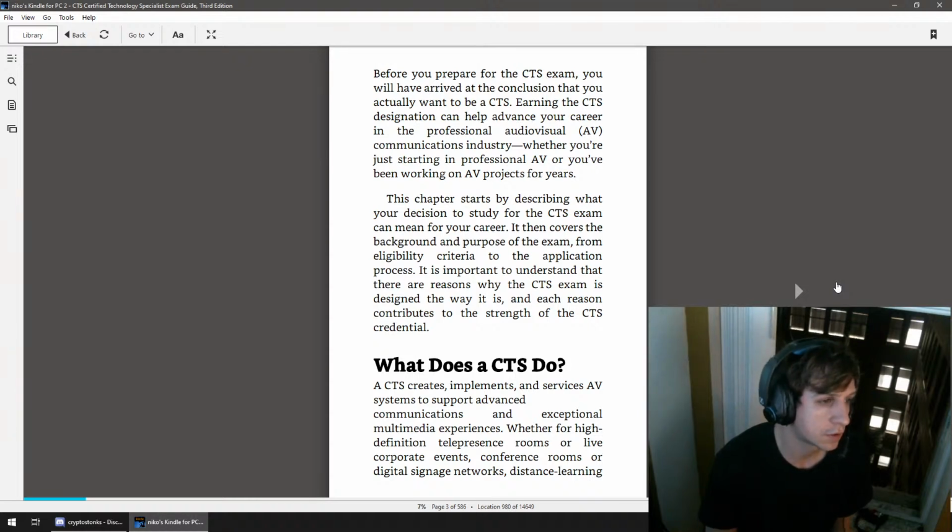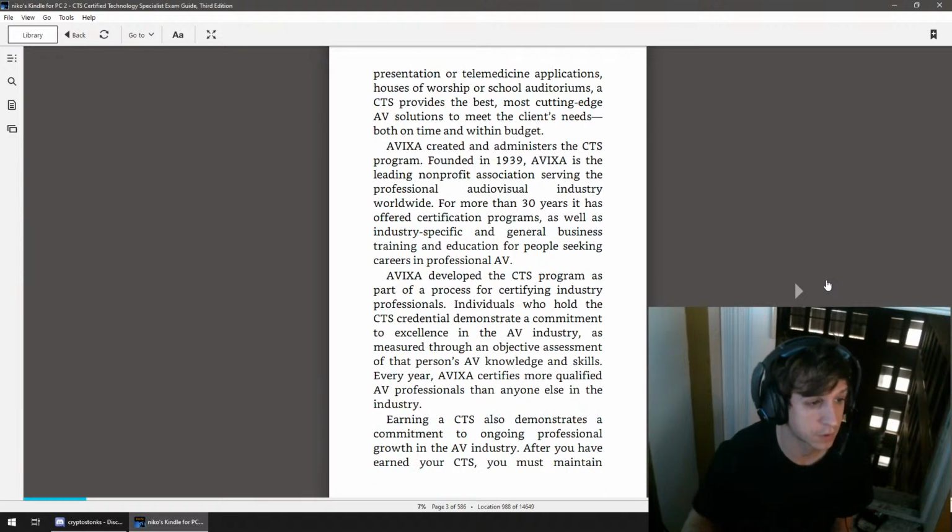What does a CTS do? A CTS creates, implements, and services AV systems to support advanced communications and exceptional multimedia experiences, whether for high-definition telepresence rooms or live corporate events, conference rooms, or digital signage, networks, distance learning, presentation, or telemedicine applications, houses of worship, or school auditoriums. A CTS provides the best, most cutting-edge AV solutions to meet the client's needs, both on time and within budget.